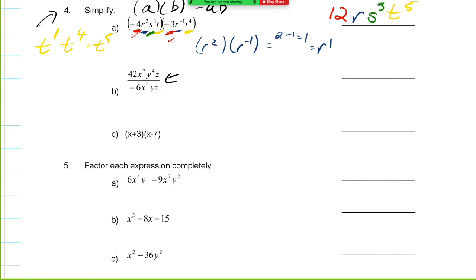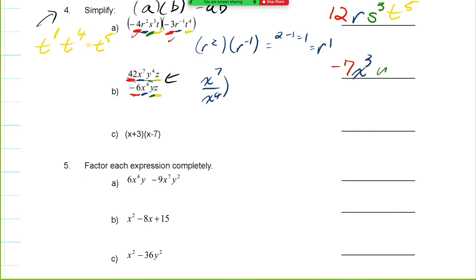In a division question, same idea, but instead of adding our powers together, we actually subtract like terms. So the first thing we're going to do is, again, we'll divide the coefficients. Then we have x values, so we'll subtract their exponents. Y values, we'll subtract their exponents. And z base, we'll subtract their exponents. So the very first one, 42 divided by -6, will actually give us -7. x to the power of 7 divided by x to the power of 4. We subtract these 2 exponents, so we end up with x to the power of 3.